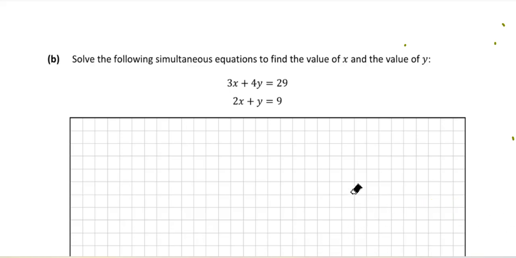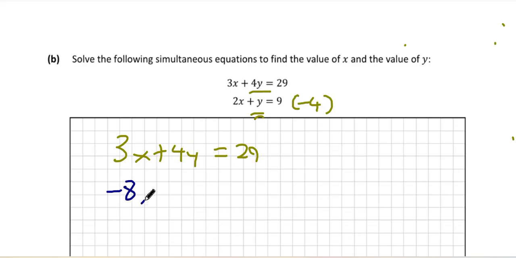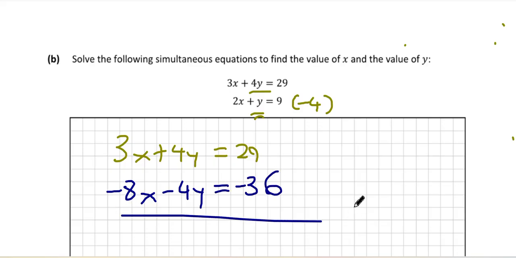Y. We'll get rid of y. What gets rid of 4y? Minus 4y. We're going to use the bottom one and we're going to multiply it by minus 4. And what will that do? You multiply the whole thing by minus 4 and we get minus 8x, yeah? Minus 4y minus 36. You cool with that? Then what happens?